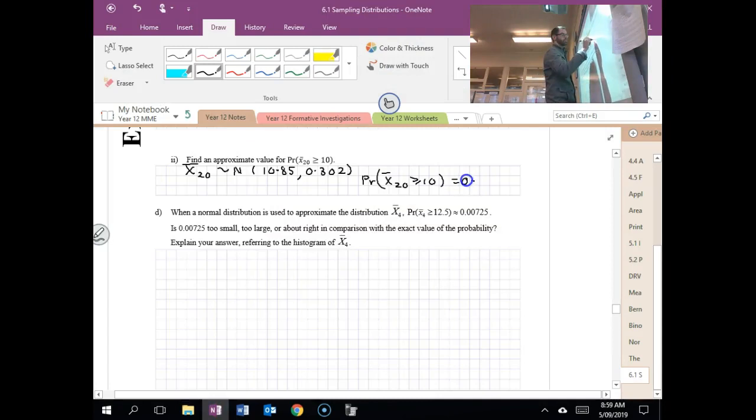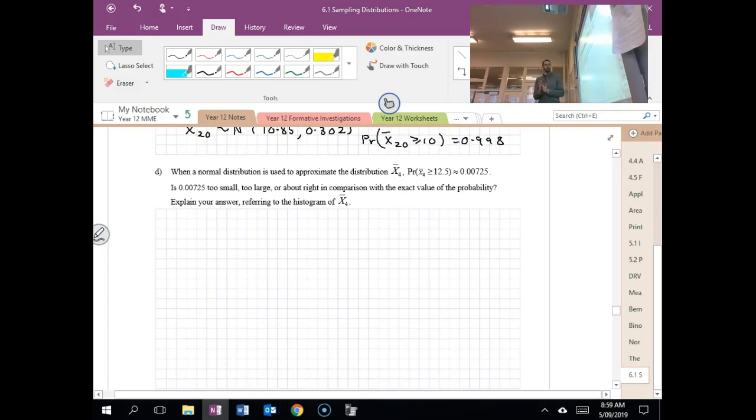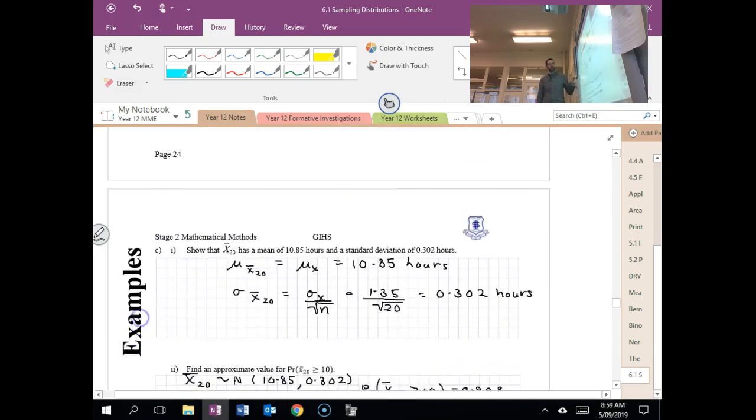So 0.998. When a normal distribution is used to approximate x bar 4, the probability that x bar 4 is greater than 12.5 is 0.00725. Is this too small, too large, or about right in comparison with the exact value of the probability? Explain your answer referring to the histogram of x bar 4.